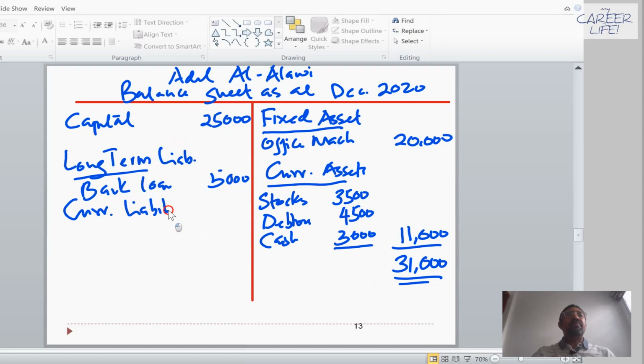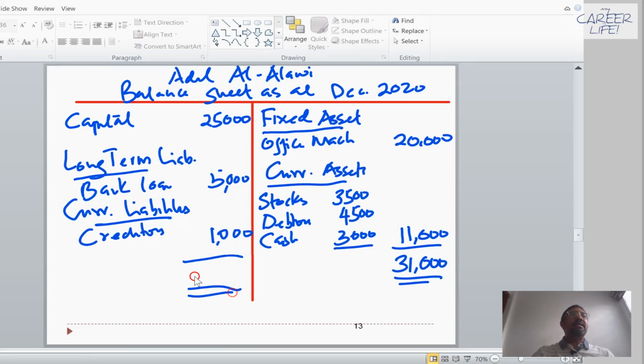Okay, on the other side, we had capital 25,000, long-term liabilities 5,000, and then we have current liabilities, which is here given as creditors. How much were the creditors? Only 1,000. So we add all that. As you can see, we are actually balancing at 31,000. So as a good student now, you have seen how we can do the balance sheet, and you need to actually classify according to what we have done here.